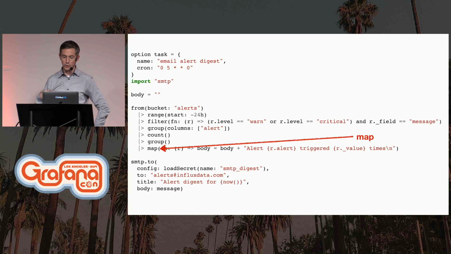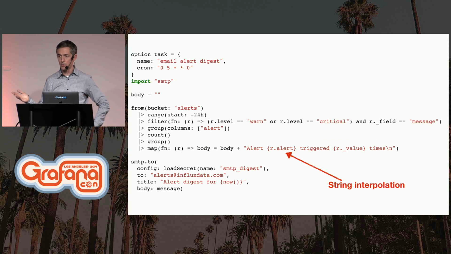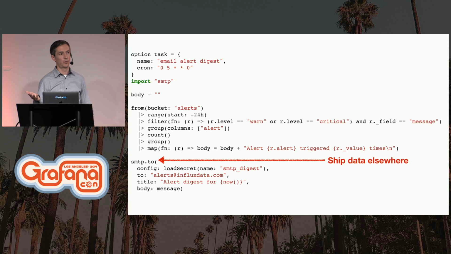Map for looping over records. You can change the records. You can modify the schema. You can change the values, the tags, all of this in real time. There's string interpolation in the language. We can ship data elsewhere. I said I wanted it to be multi-data source. I also want it to be multi-data sink.